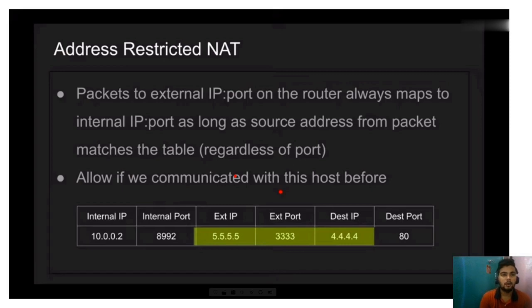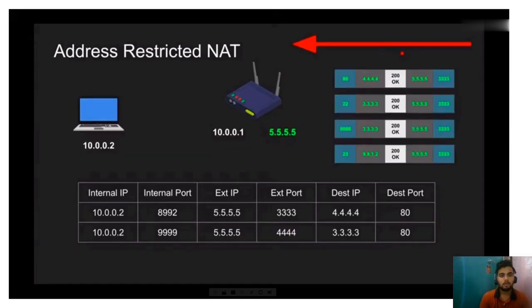Let's see how address restricted NAT works. Right. So address restricted NAT will first check whether we have already connected to the destination IP before with the external IP or not. In the next example, we can see that for the first one, yes, we have already connected to a destination IP of 4.4.4.4 and on port 80. Yes, we have already connected there, so it will pass that.